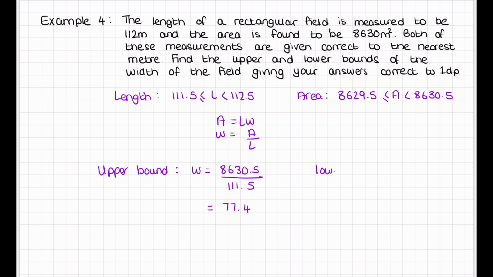Now the lower bound of our width would be the smallest area divided by the largest length. That's going to give us our smallest possible width, which ends up being 76.7 to 1 decimal place. So there would be our two bounds.